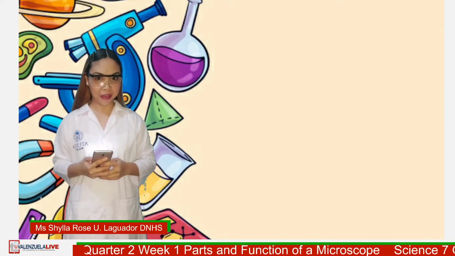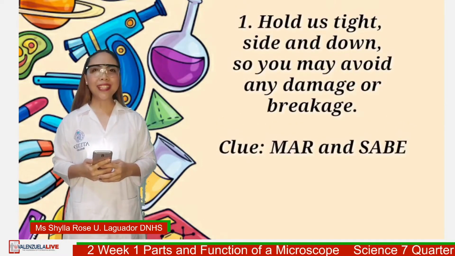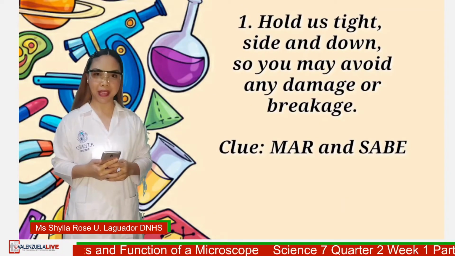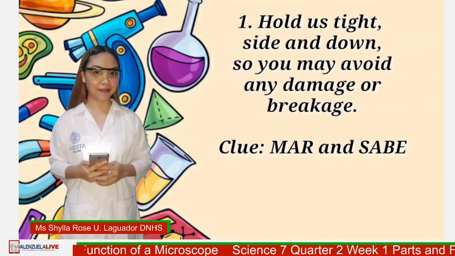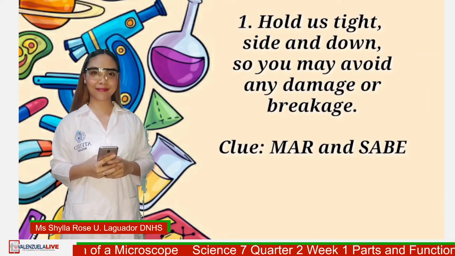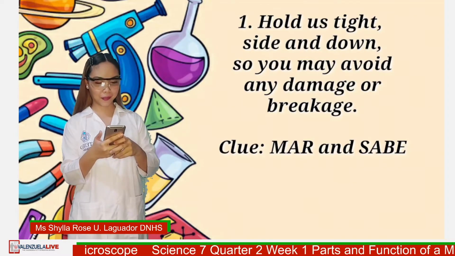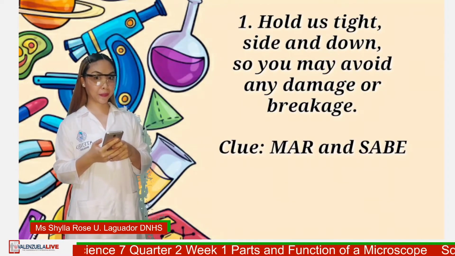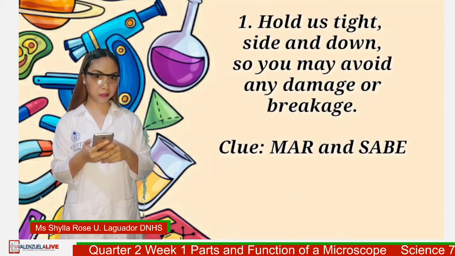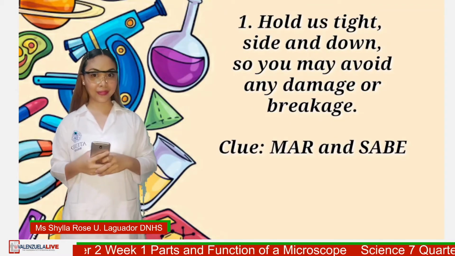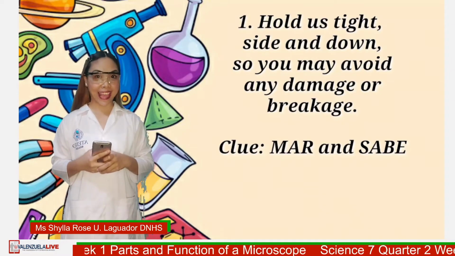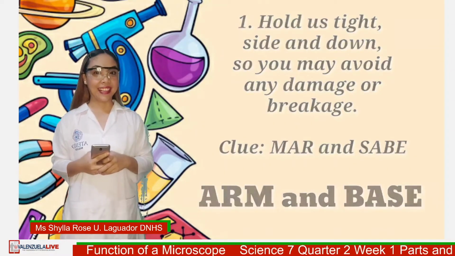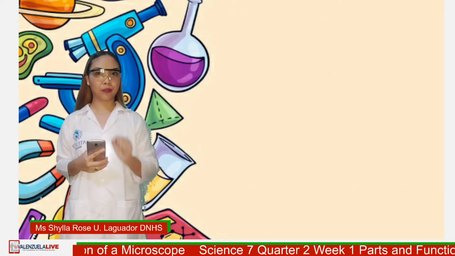Riddle number 1. Let me read it for you. Hold us tight side and down, so you may avoid any breakage or damage. Guess who we are? Here's the clue. Time's up! The correct answers are arm and base. Let's have riddle number 2.